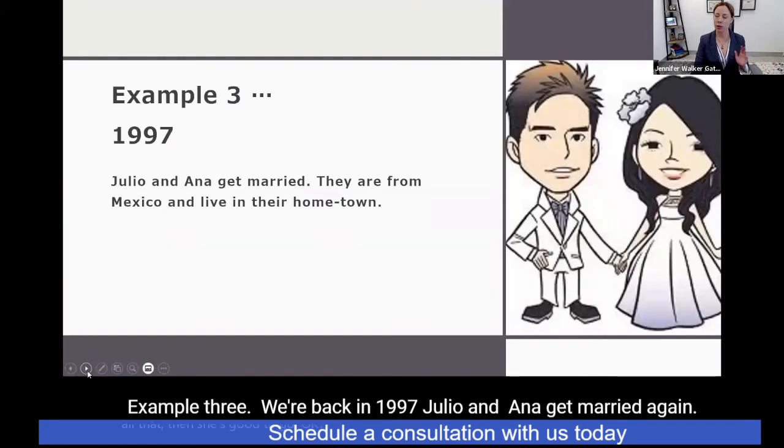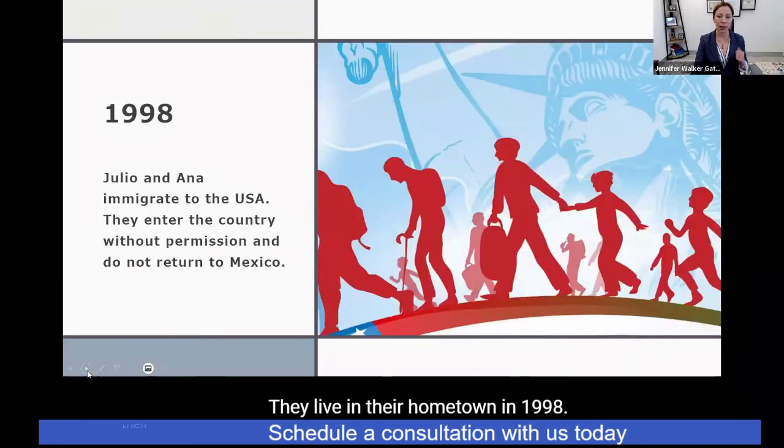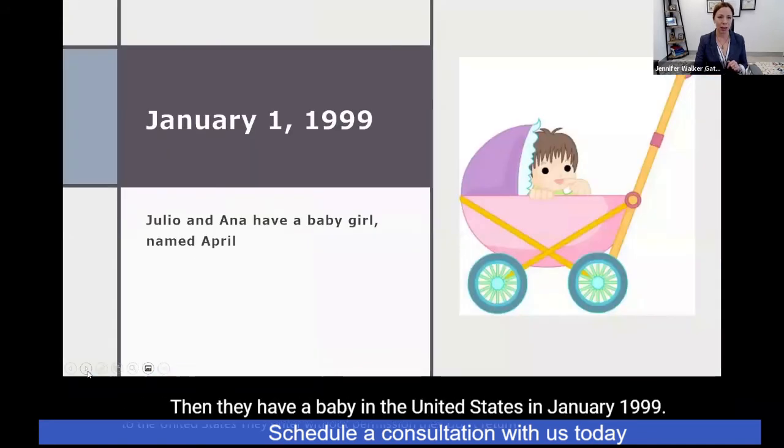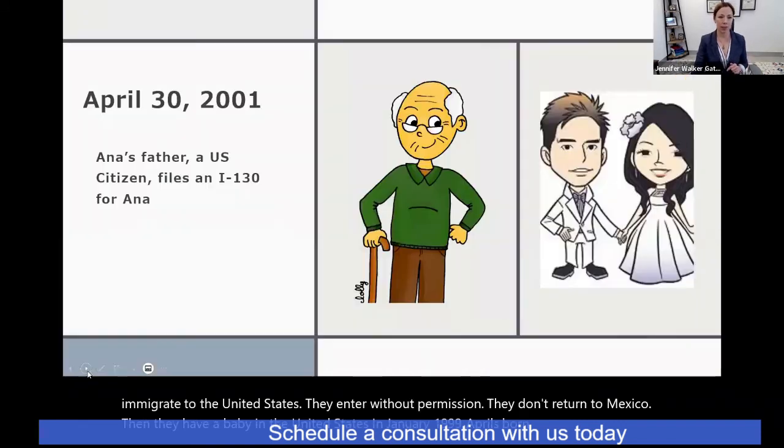Example 3, we're back in '97. Julio and Ana get married again. They're from Mexico. They live in their hometown. In 1998, they immigrate to the United States, okay? Petition still hasn't been filed. They immigrate to the United States. They enter without permission. They don't return to Mexico. Then they have a baby in the United States in January 1999. April's born here on this side of the border. So she's a US citizen.